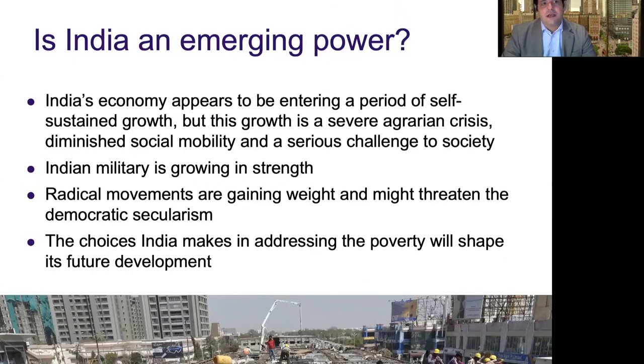Let me go on and give you a snapshot picture of India as an emerging power. So first, and we will go into much more detail, but first we can see that India's economy appears to be entering a self-sustaining growth period.